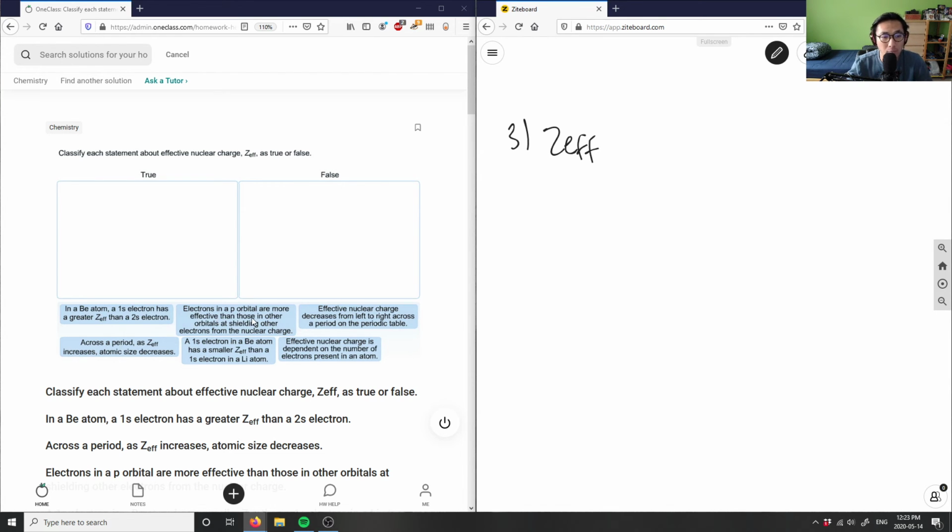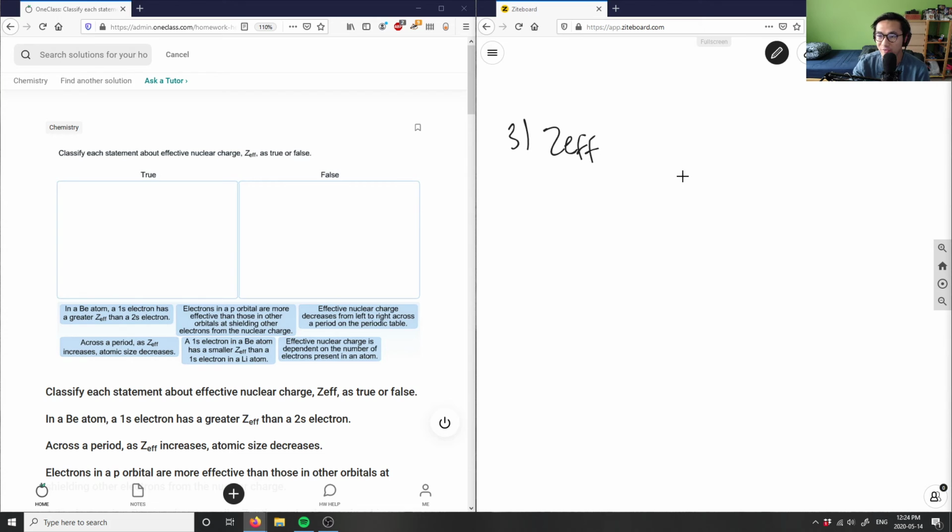Electrons in a p orbital are more effective than those in other orbitals at shielding other electrons from the nuclear charge. A 1s electron in a beryllium atom has a smaller Zeff than a 1s electron in lithium. And finally, the second last one here is effective nuclear charge decreases from left to right across a period on the periodic table, and effective nuclear charge is dependent on the number of electrons present in the atom. So we have a lot of statements here.